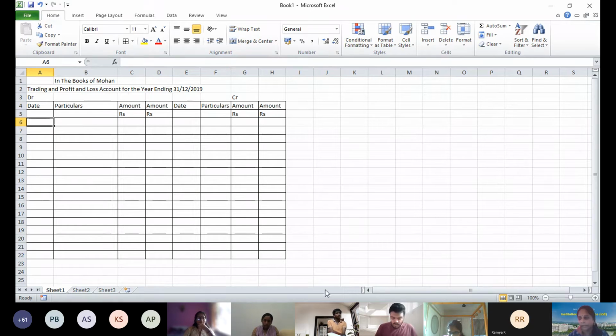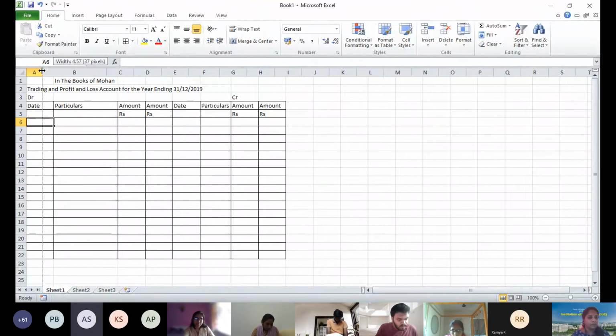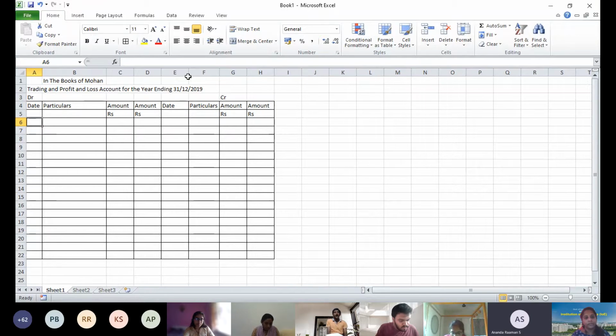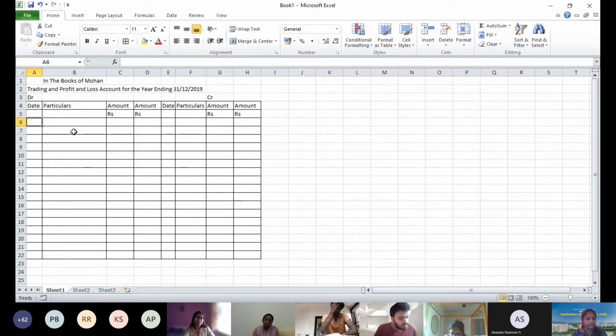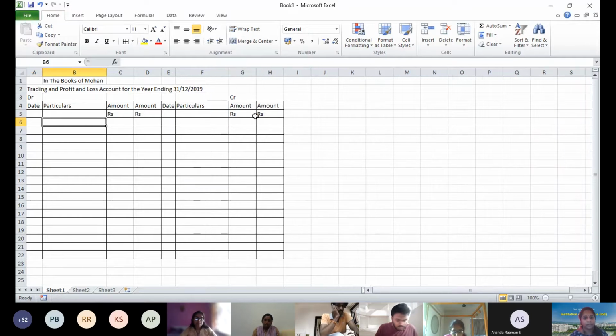Is there a date there? No, ma'am. For that format, then, there is no date. So we can keep it as a format only. Okay, so my line will be very less. I'm giving more importance to particulars and the amount.